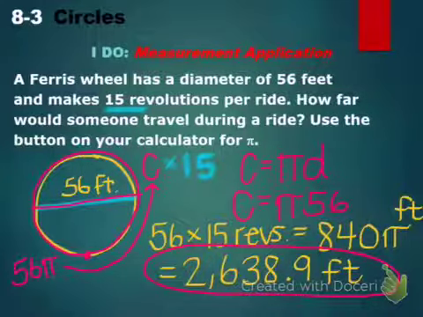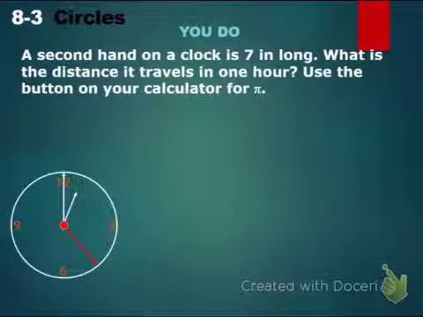Okay, now I have a you-do, so a second hand on a clock is 7 inches long. What is the distance that it travels in 1 hour? And then you're going to use the button on the calculator for pi and round it to the nearest tenth.